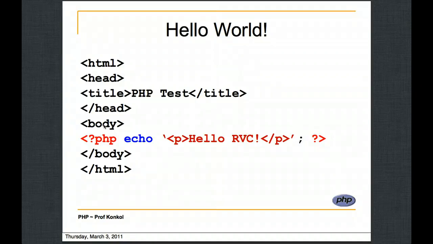So that line between body and body is a beginning and ending PHP tag with the question mark. What's in between that is the actual PHP code. Echo is PHP code, semicolon is PHP code. The single quotes is actually rendering that to a web browser as HTML.